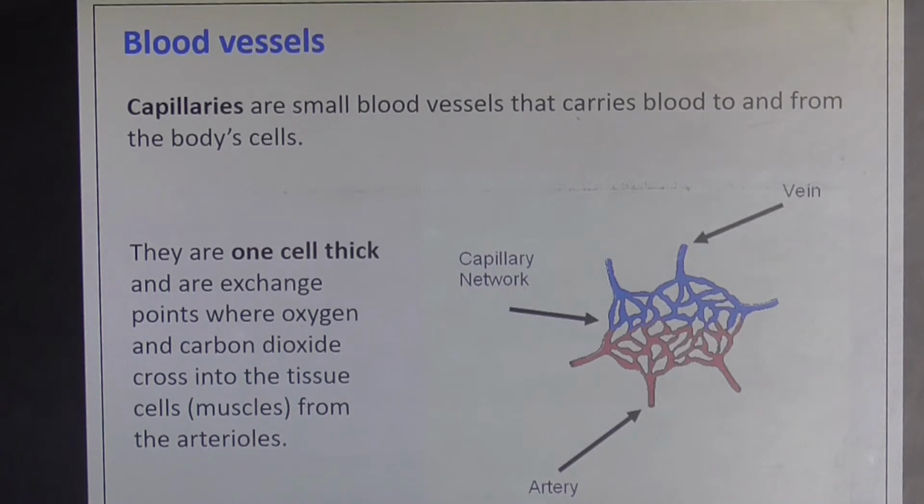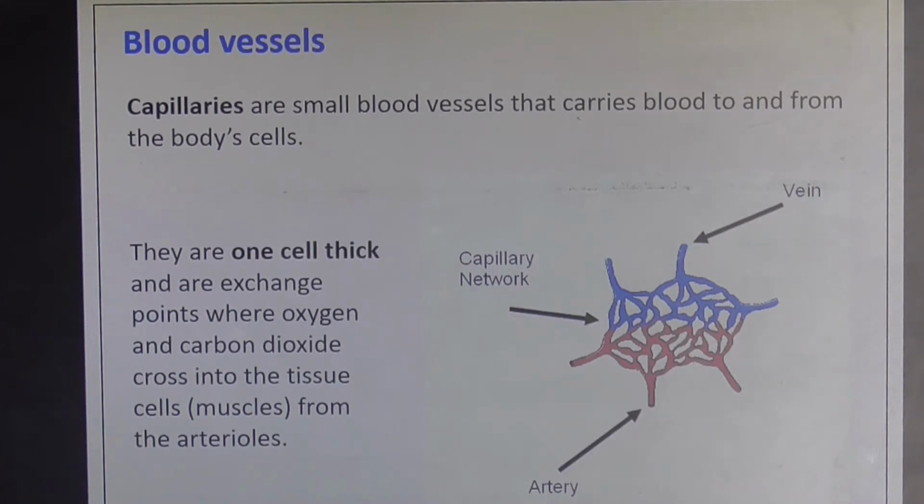Capillaries are small blood vessels that carry blood to and from the body's cells. They're only 1 cell thick, so they're really, really thin. This is where the exchange of gases takes place. So carbon dioxide is able to be breathed out of your body, and then we breathe in the oxygen to make sure that we can get that to our blood and then into our muscles. So this is where gaseous exchange takes place.